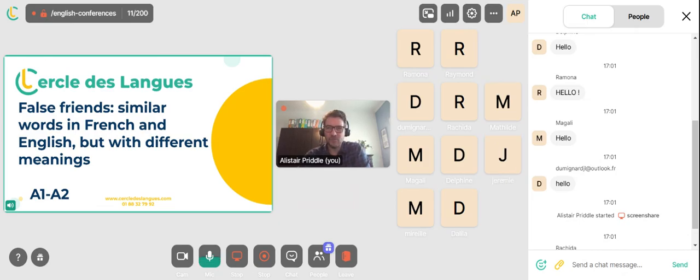Okay, so a very interesting lesson today. It's about similar words in French and English, but with different meanings. Okay, so this is a conference lesson that can help to clear up perhaps some misunderstandings about some words that sound or seem the same in English and French, but actually mean different things.